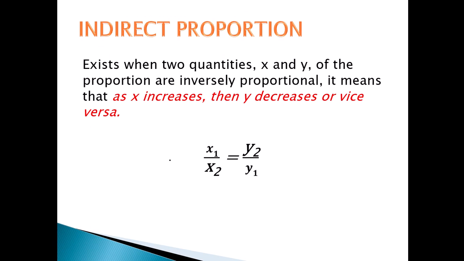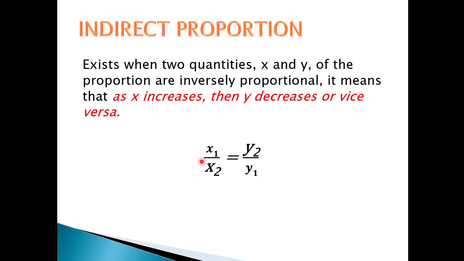Now, moving on to a different proportion. We call it the indirect proportion. Indirect proportion exists when two quantities x and y of the proportion are inversely proportional. So from the word itself, indirect, it is the opposite one, which is inversely proportional. It means that as x increases, then y decreases, or vice versa. If x decreases, then y increases.